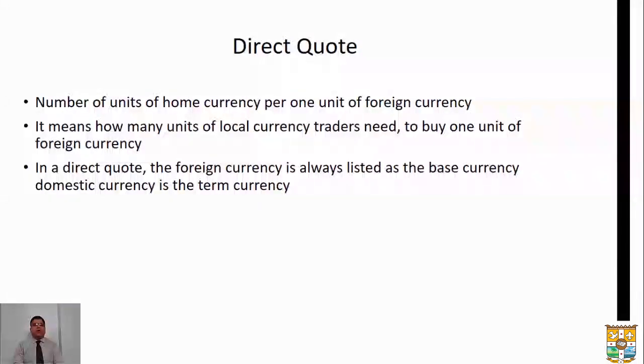In a direct quote, the number of home currency or the term currency that is required to buy 1 unit of the base currency is specified. So when I am quoting a rate like 1 USD equal to rupees 65, that is a direct quote in India. In case of a direct quote, as you already might have noticed, the foreign currency is listed as the base currency and the home currency is listed as the term currency.